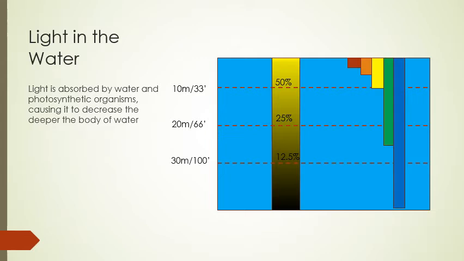At about 10 meters, you've lost 50% of the intensity of light. 30 feet down, it's about half as bright as it is at the surface. At 20 meters, you're down to 25%. At 30 meters, 100 feet down, 12.5%. And it keeps dropping and dropping until you are in total black. Light just doesn't penetrate.